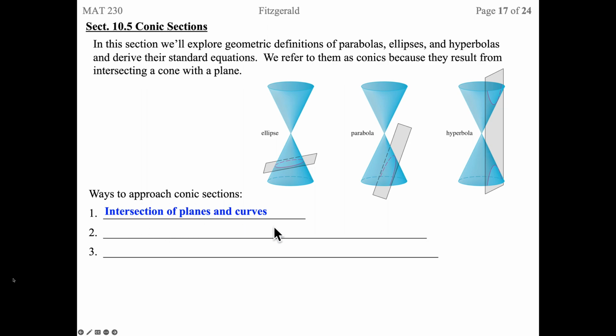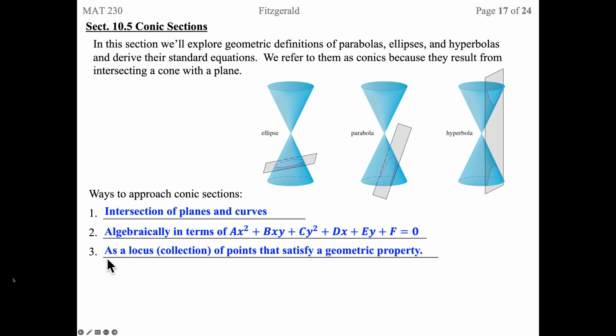So ways to approach conic sections, like I said, are the intersections of our planes and our curves, and algebraically, in terms of the equation. The other one is going to be as a locus, a collection of points that satisfy a geometric property. So again, real quick with our equations to explain it.